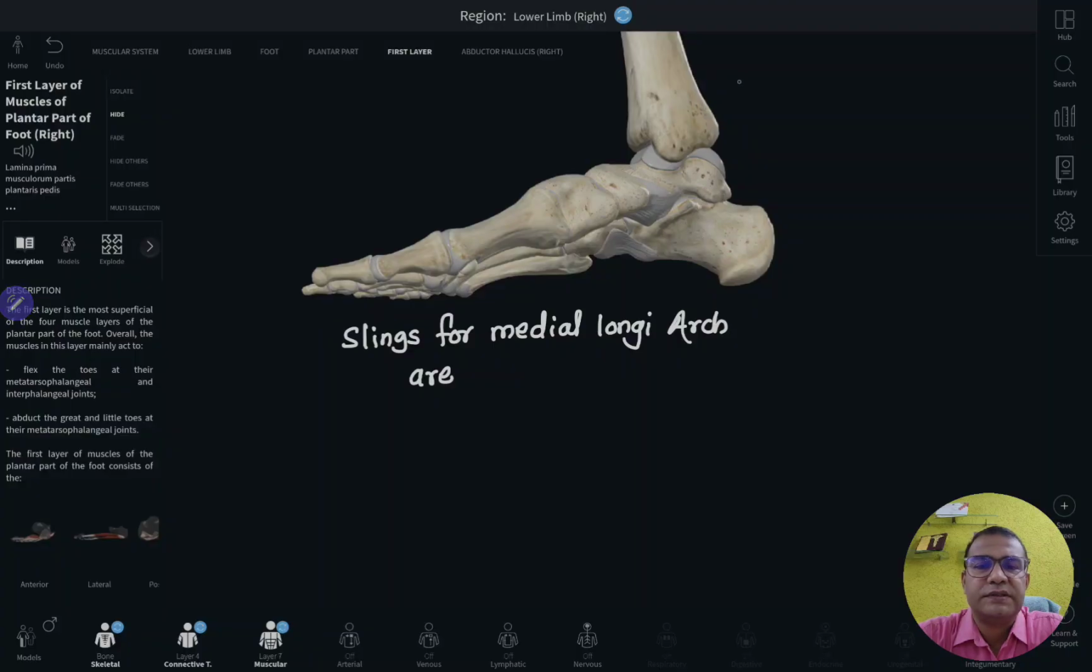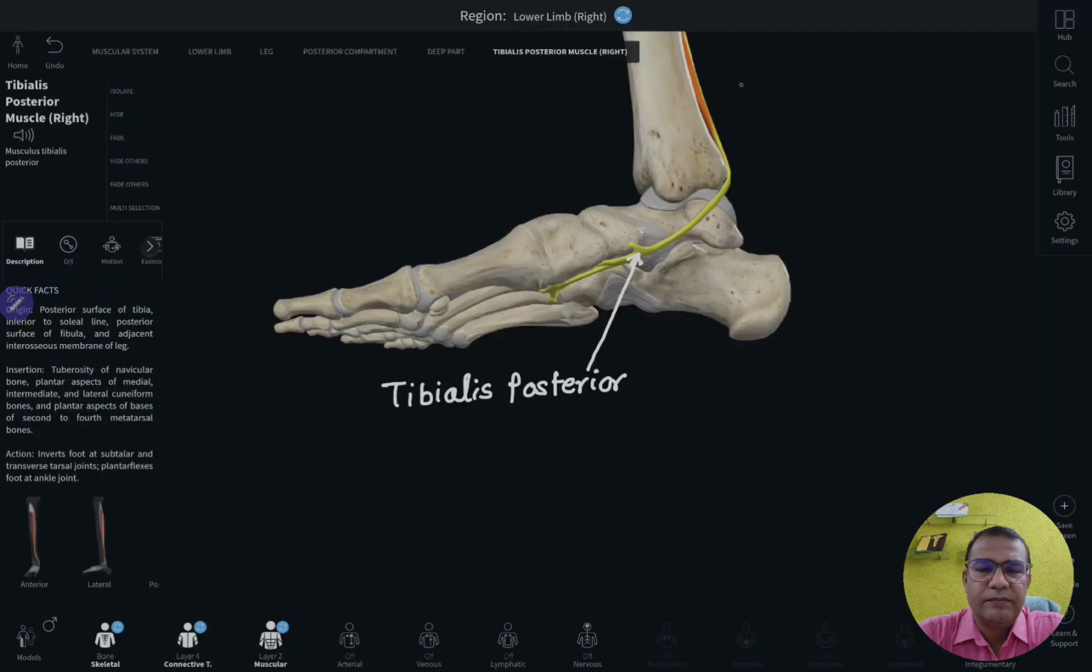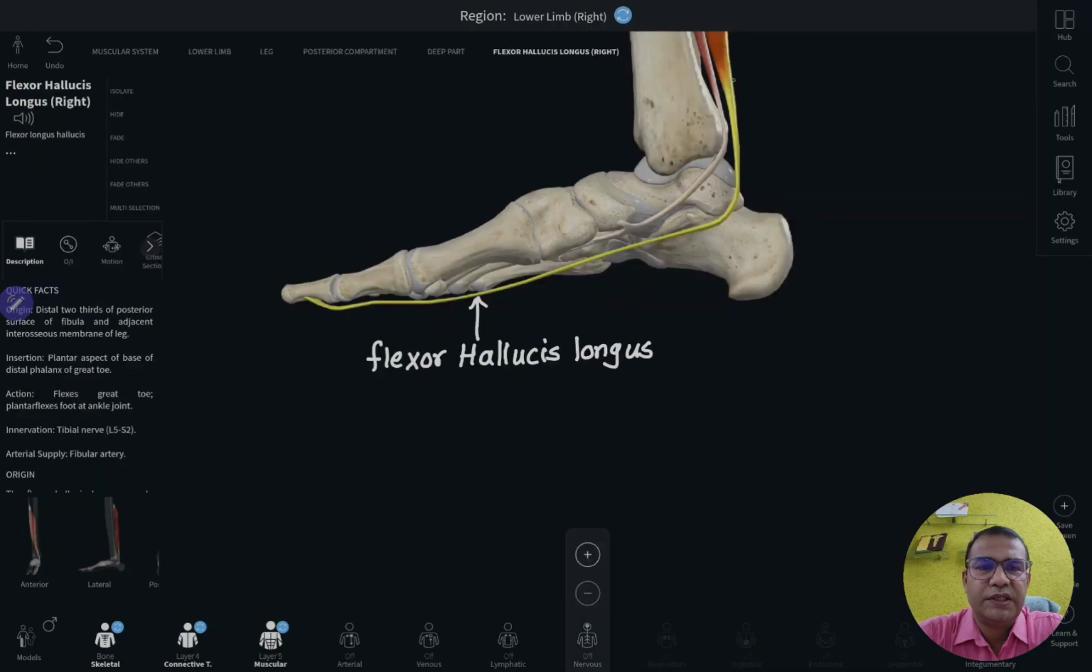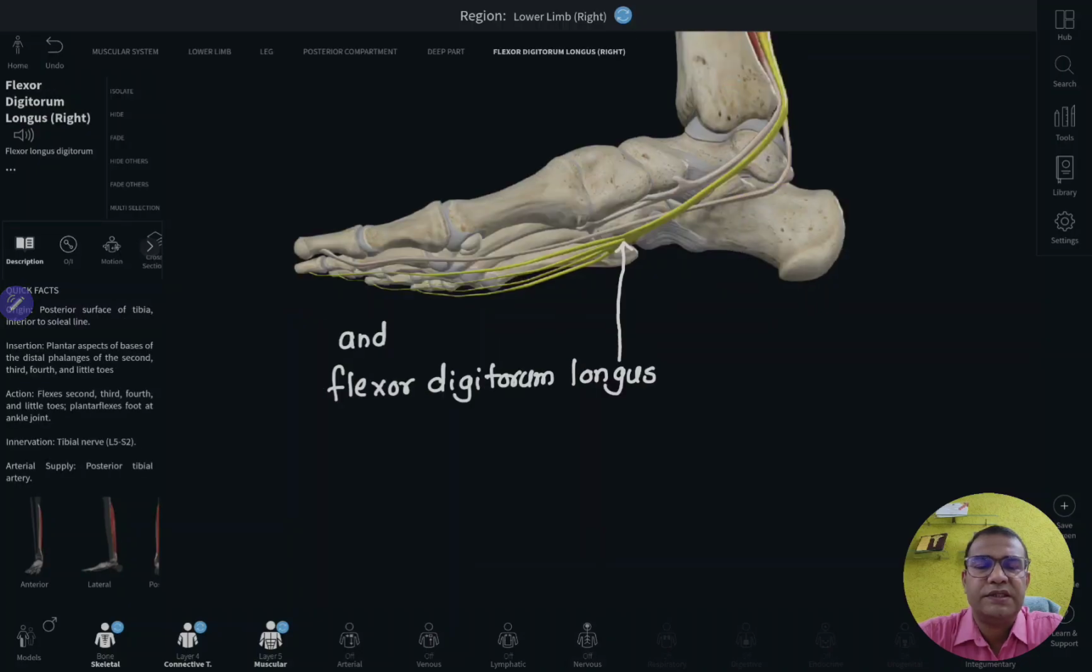What are the slings which keep the arch pulled upwards and maintaining the shape of the arch? So these slings for medial longitudinal arch are basically tibialis posterior, flexor hallucis longus and flexor digitorum longus. From the posterior aspect, these tendons keep the arch pulled upwards, thus maintaining the shape of the medial longitudinal arch.